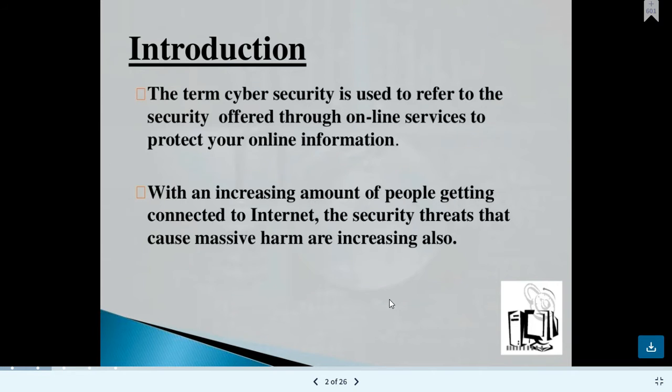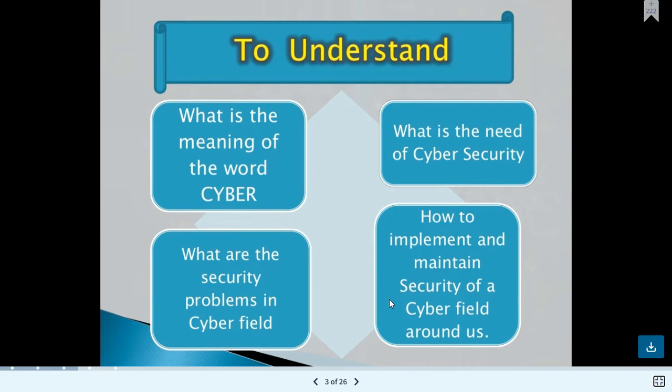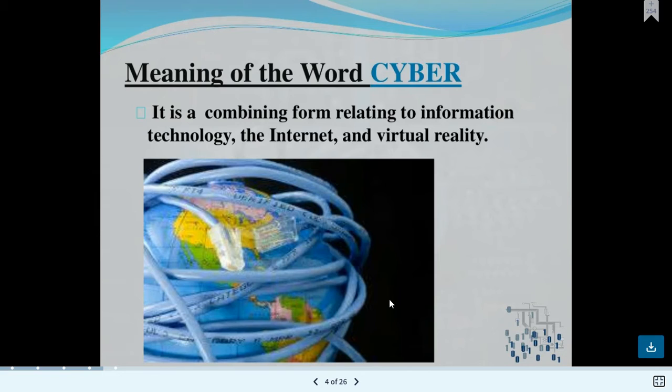are increasing also. To understand security, cybersecurity is very important. What is the meaning of the word cyber, and what is the need for cybersecurity? What are the security problems in the cyber field, and how do we implement and maintain security of the cyber field around us? So in this video, we will learn about cybersecurity and the meaning of the word cyber.